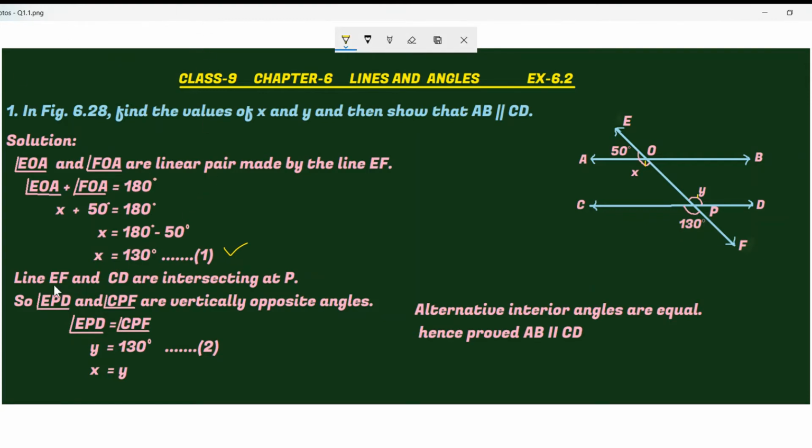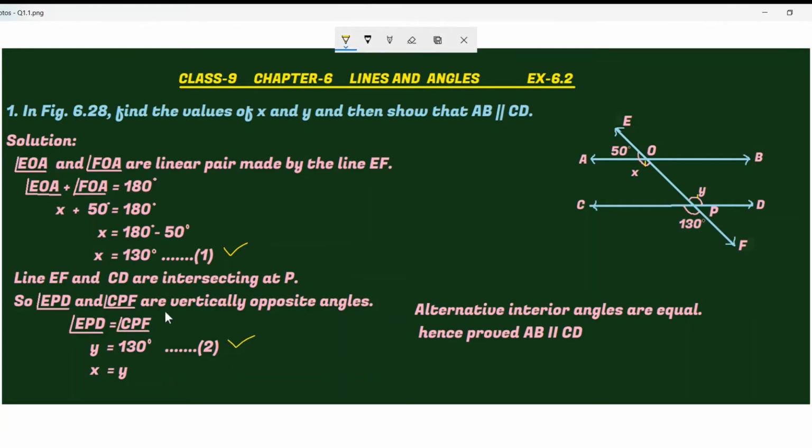Next, line EF and CD are intersecting at point P. Here you can see EF intersects the line at P. So we can tell these two angles are vertically opposite angles. We know vertically opposite angles are equal. So I am going to write this equation: angle EPD, FPC or CPF both are equal. So angle EPD is equal to angle CPF, which is equal to y, is equal to 130 degrees. This is my second equation.